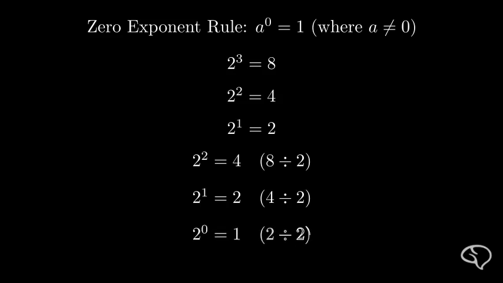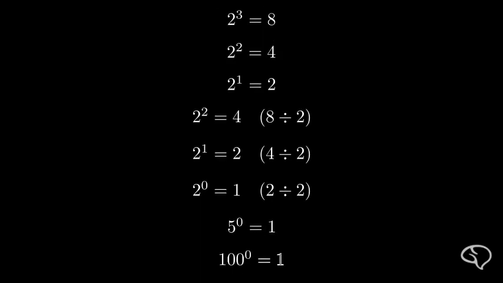This pattern holds true for any non-zero base. So whether it's 5 to the power of 0 or 100 to the power of 0, the answer is always 1. For example, 5 to the power of 0 is 1, and 100 to the power of 0 is also 1. Next, let's talk about the negative exponent rule.